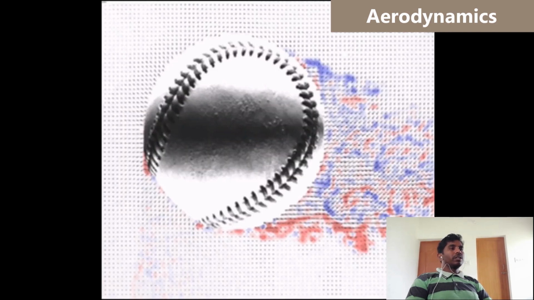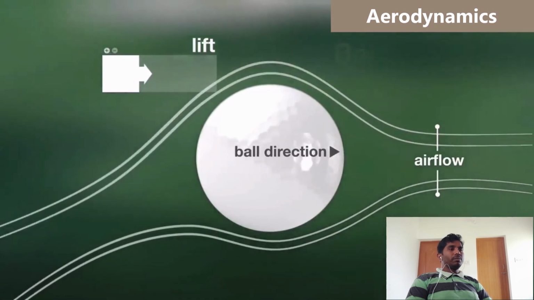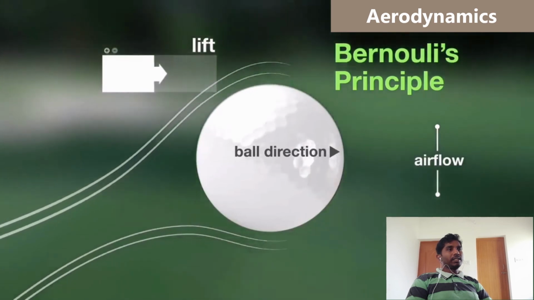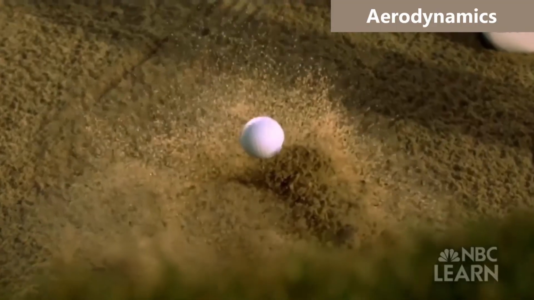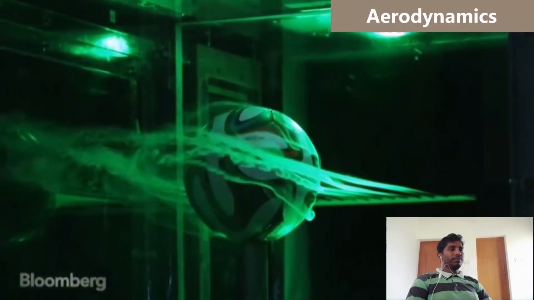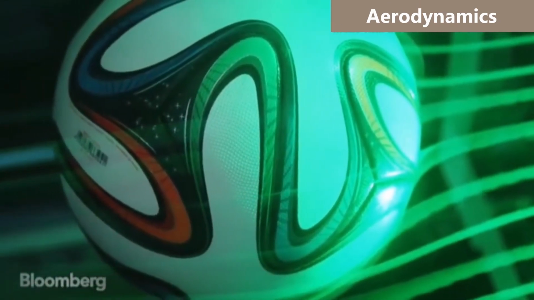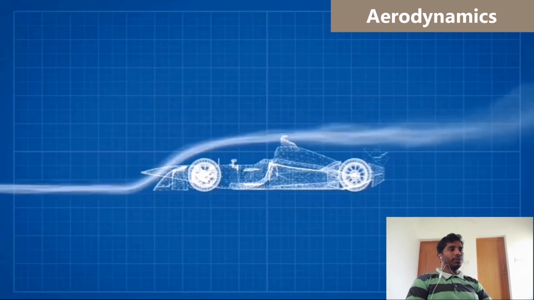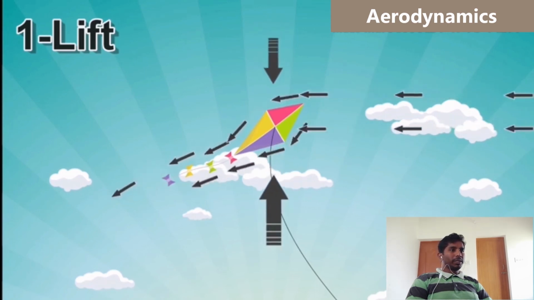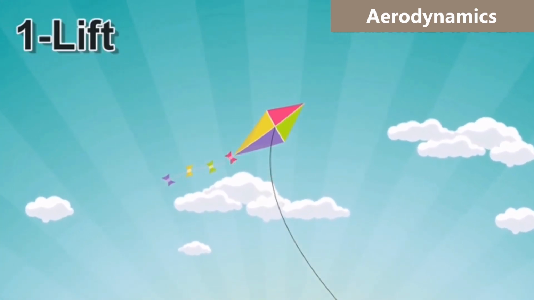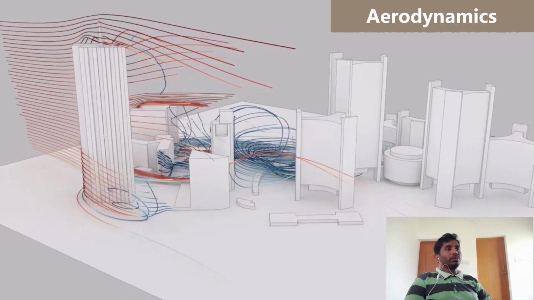Aerodynamics in sports. Have you ever wondered how a ball is flying? It is because of aerodynamics. Throwing a ball makes the ball fly and sustain in air. Flow visualization over a ball. Even in cycling and racing cars, aerodynamics plays a major role. Even in a kite, aerodynamic phenomena are very important to make a kite fly. Building aerodynamics is one of the new concepts to plan the city in most of the developed countries.